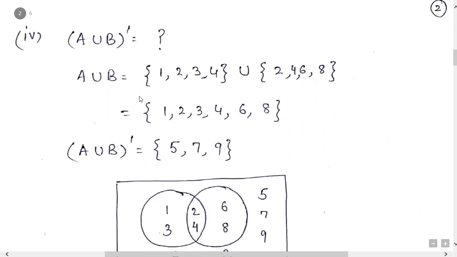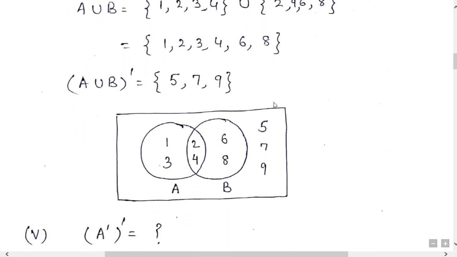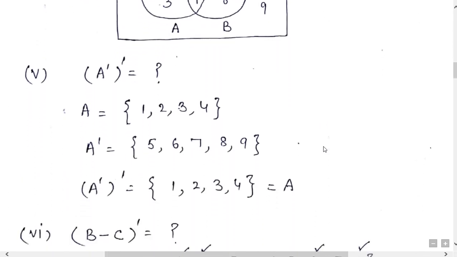Part 4 is (A union B) complement. It's almost similar to the previous one. First of all, calculate A union B, then find the elements which are not present in A union B. Hope you can easily do this problem because it's similar to the previous one. This question is also simple.